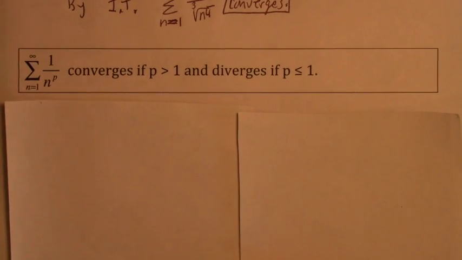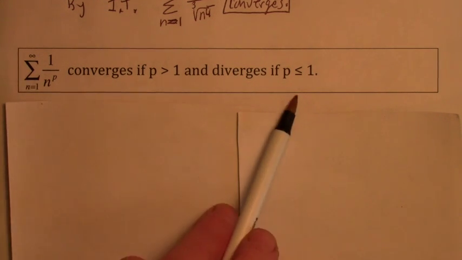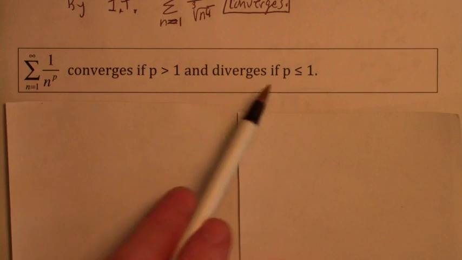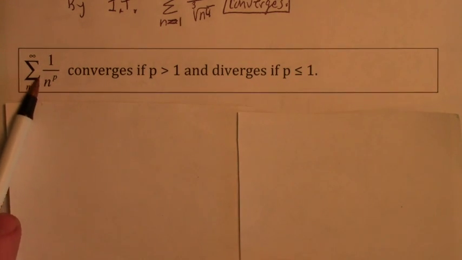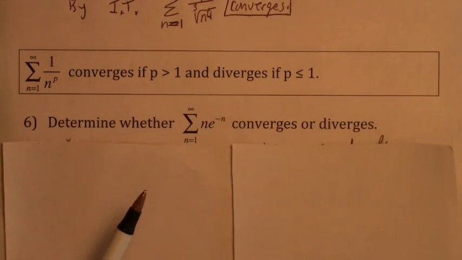This theorem, or this fact for p-series, is identical to the statement for improper integrals. A p-series like this form converges if p is bigger than 1, and it diverges if p is less than or equal to 1. In fact, if p equals 1, what do you have? Isn't that the divergent harmonic series, right?